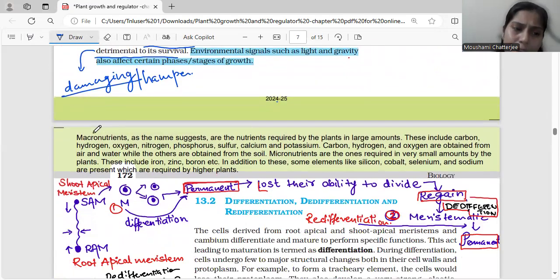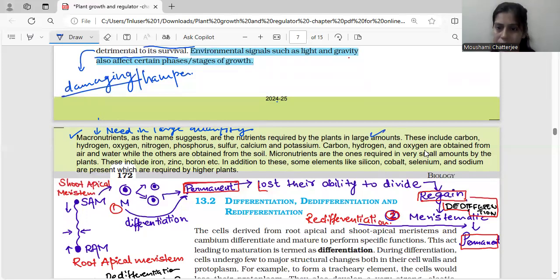Now, when we talked about macronutrients, macro is which is needed in large amount. Okay, needed in large quantity. That is your macronutrients. Now, macronutrients, as the name suggests, are nutrients required by the plant in large amount. What are the macronutrients? Carbon, hydrogen, oxygen, nitrogen, phosphorus, sulfur, calcium, and potassium. All right. And carbon, hydrogen, and oxygen are obtained from air and water, while the others are obtained from soil.